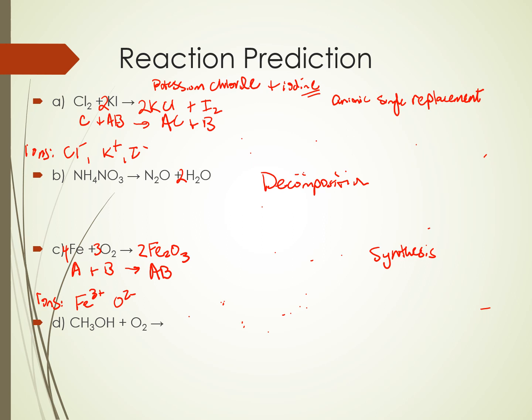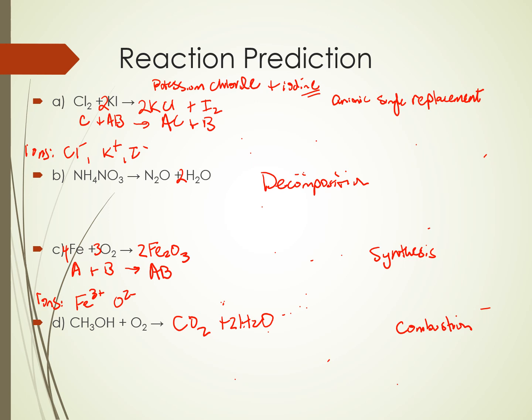And then lastly, I have methanol, CH3OH plus O2. So again, in this case, I have a hydrocarbon plus oxygen. So this is going to be a form of a combustion reaction. So I know in this case, I would have CO2 and H2O that would form. I have 1 carbon along with the 2 oxygens, but I'm going to have that same situation here. I have 2 for that coefficient.